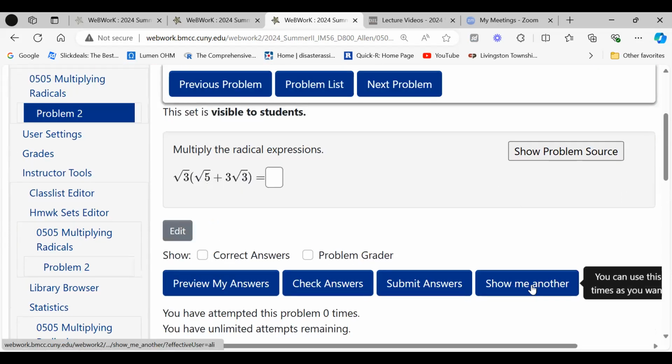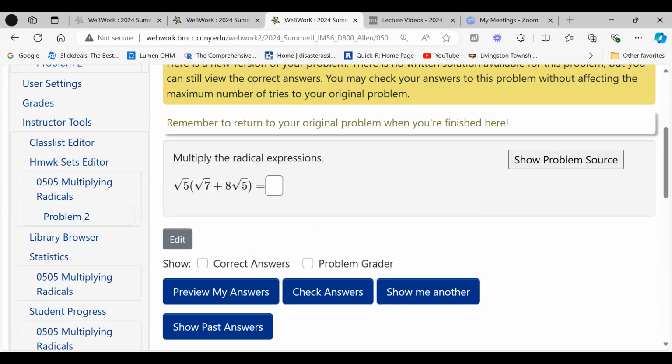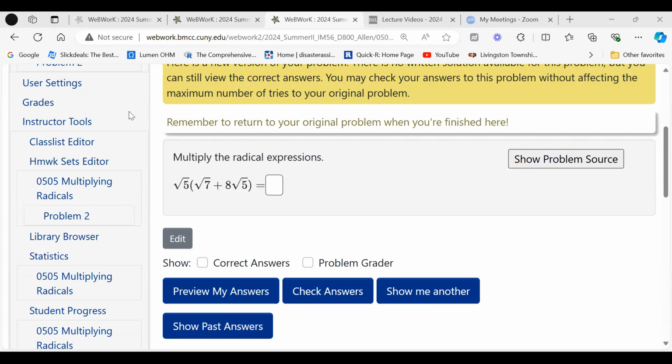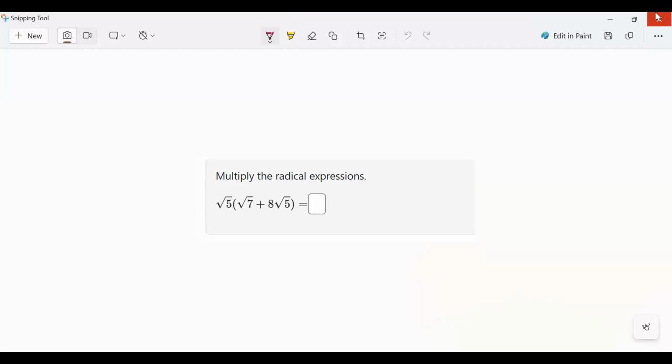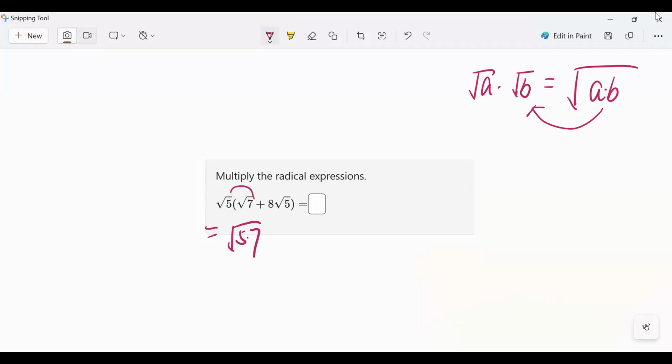Yeah, so this one is from another. Still, we have to distribute the radical 5 to both terms and then simplify. So radical 5 times radical 7. If you have radicals, root of A times root of B, usually you can just put it down as root of AB. And vice versa, you can go backwards. Here you just do 5 and 7.